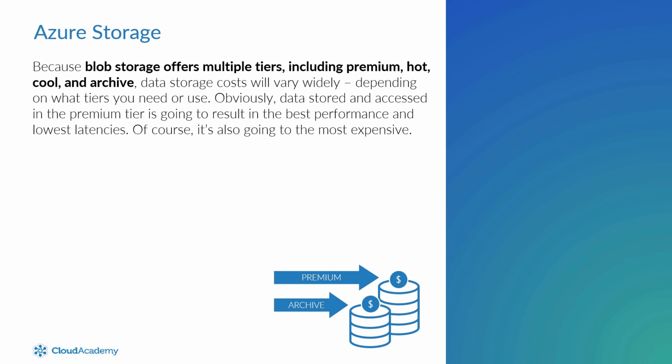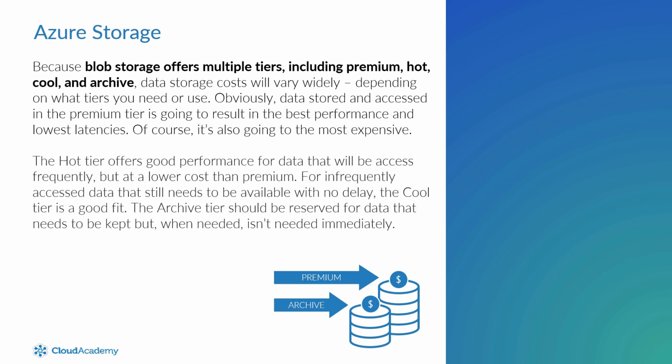Obviously, data stored and accessed in the premium tier is going to result in the best performance and lowest latencies. Of course, it's also going to be the most expensive. The hot tier offers good performance for data that will be accessed frequently, but it's at a lower cost than premium. For infrequently accessed data that still needs to be available with no delay, the cool tier is a good fit.